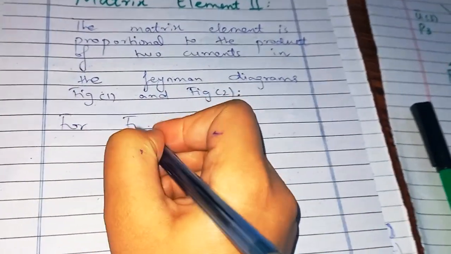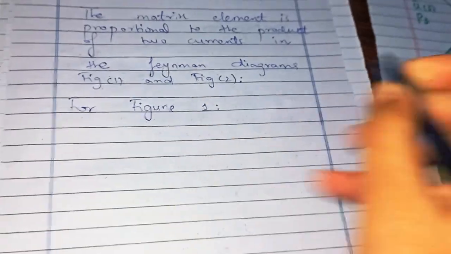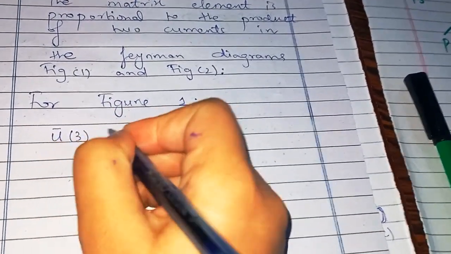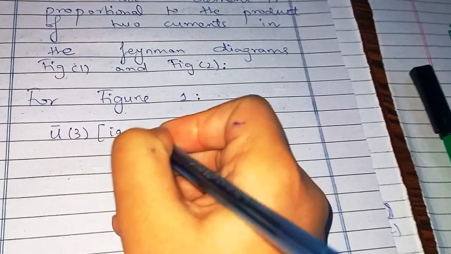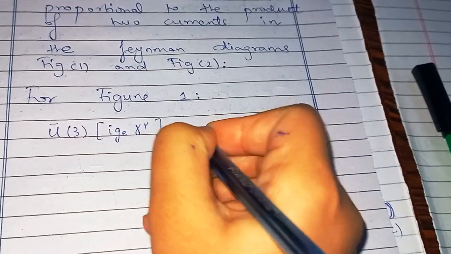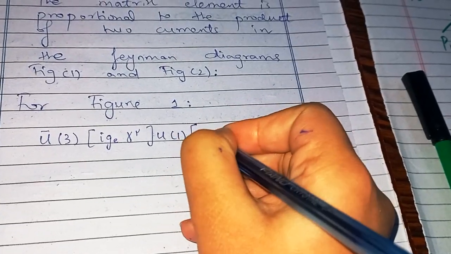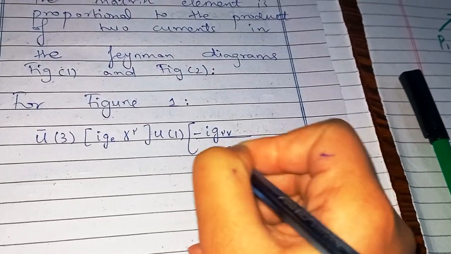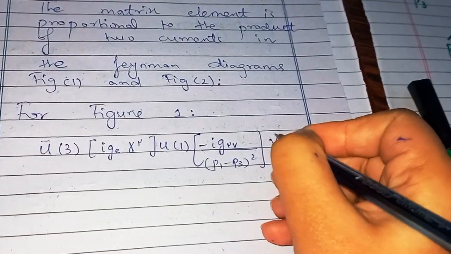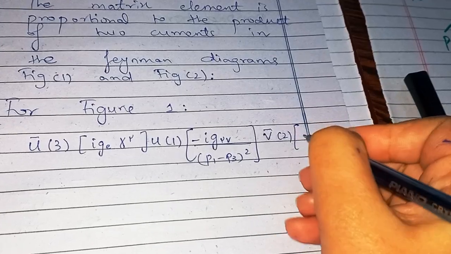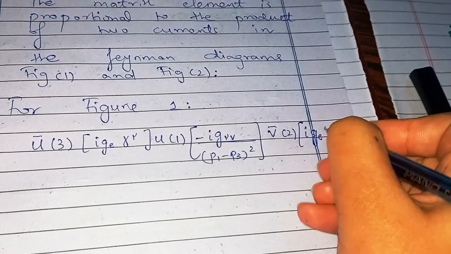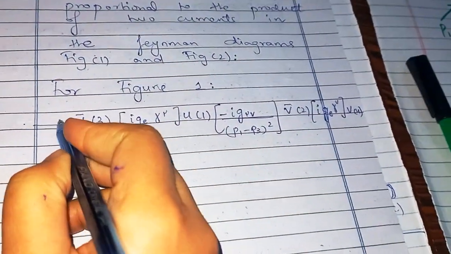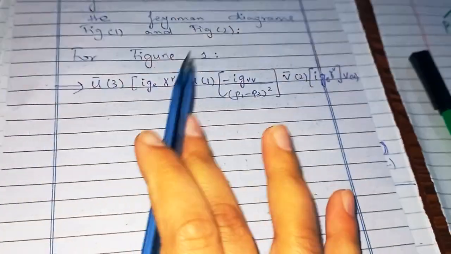For figure 1, the matrix element is actually the product, so we simply write them together here. Iota g e gamma mu u of 1, then we have the propagator minus iota g mu v in subscript, and p1 minus p3 whole square. Then we have v bar of 2, which is the second contribution, iota g e gamma mu and v of 4. That is the matrix element for the first figure.